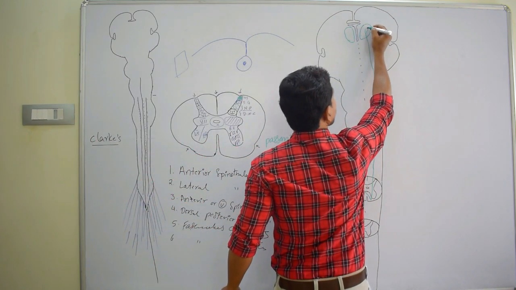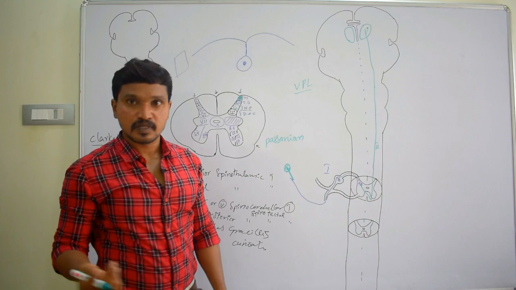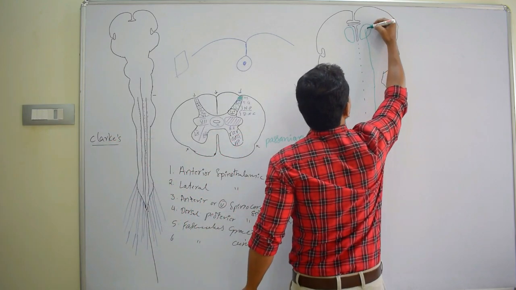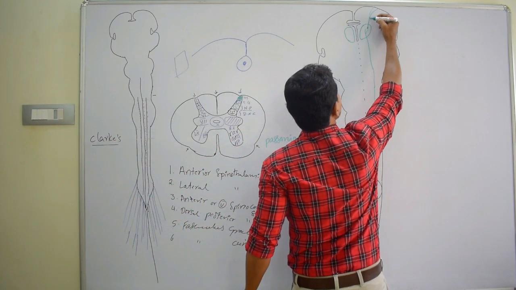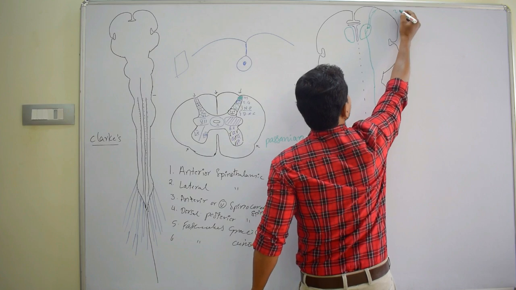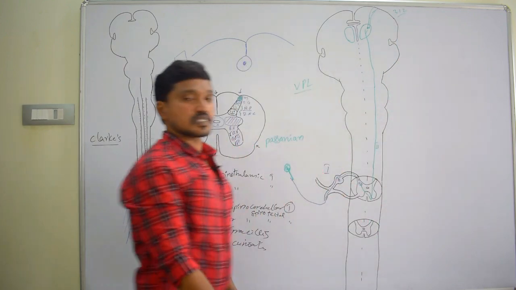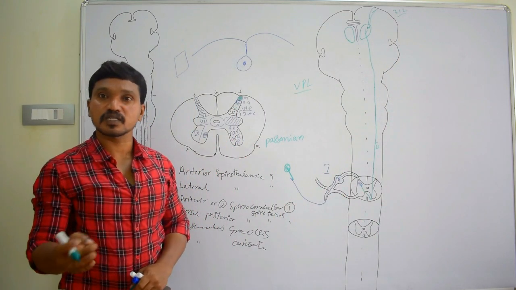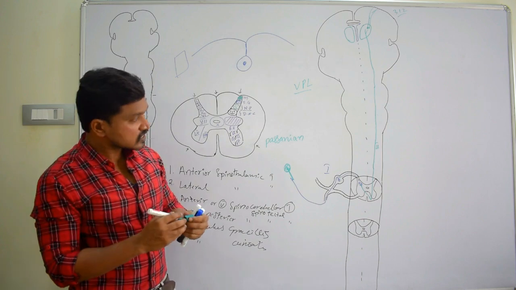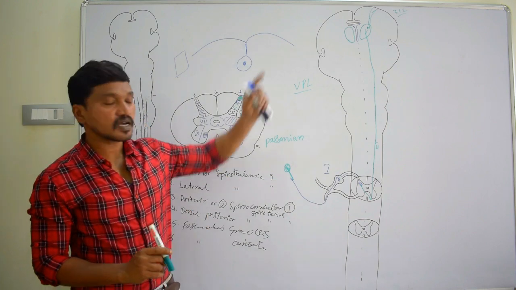From there, third order neurons arise. Those third order neurons reach area numbers 3, 1, 2, the somesthetic sensory area. Actually, it is present in the postcentral gyrus. This is how pressure sensation reaches the cerebrum.